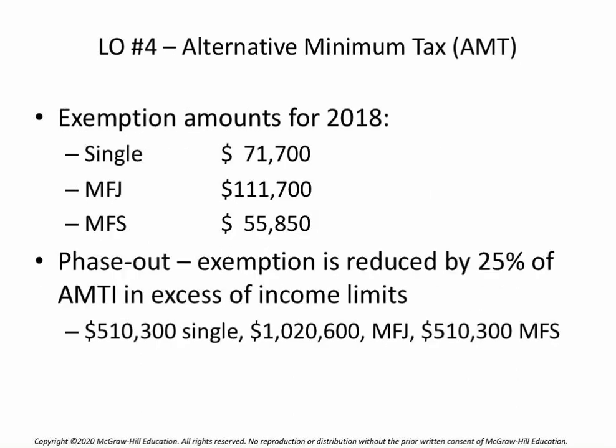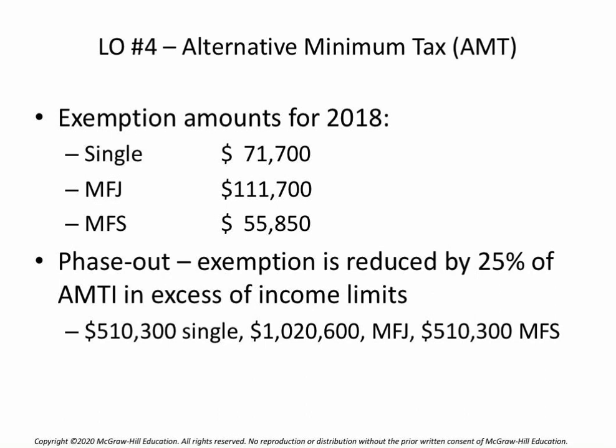So those exemption amounts we talked about for married filing jointly are going to be, in 2018, $111,700. For single it would be $71,700, and if you're married filing separately, then you're going to have $55,850. So you're going to have essentially one half of that $111,700.